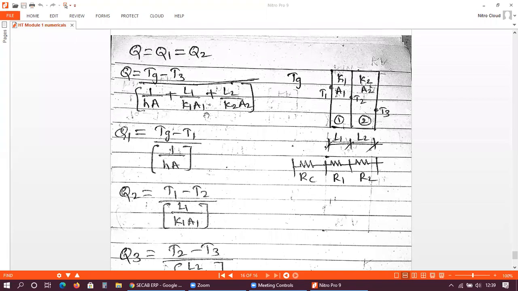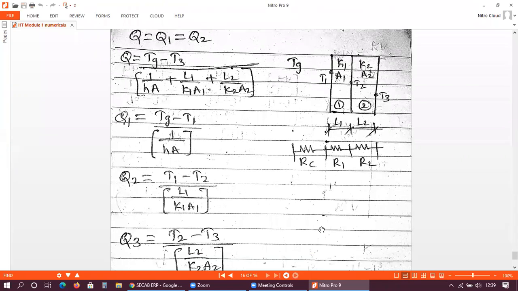Now we'll separate it. Q1 is the rate of heat transfer between the gas and the inner surface of the wall. For that the expression will be Tg minus T1 divided by 1 by hA. This is the rate of heat transfer from the gas to the wall. Then Q2 is the rate of heat transfer through the first wall. T1 and T2 are the temperature zone, so it is T1 minus T2 divided by the resistance offered, that is L1 by K1 A1.